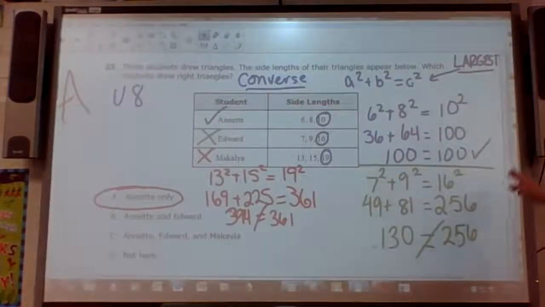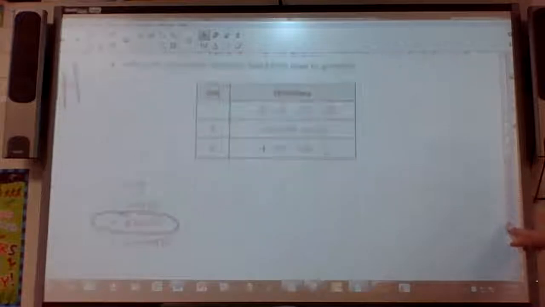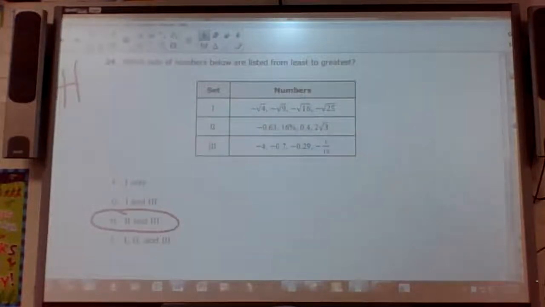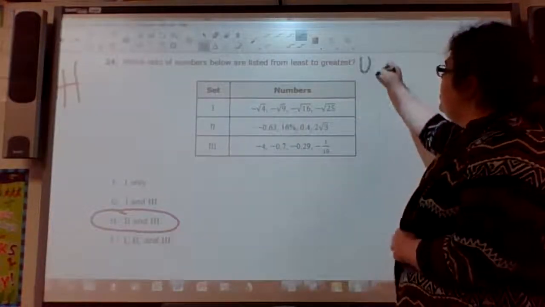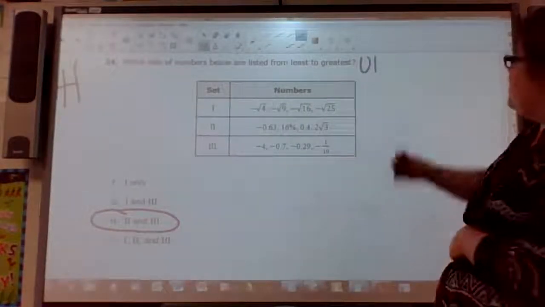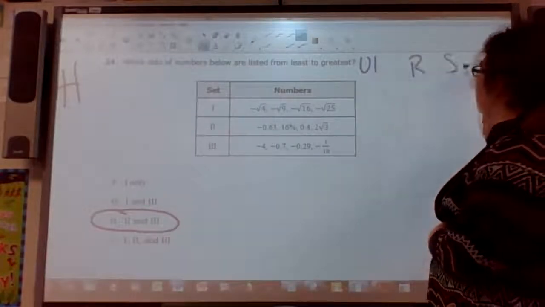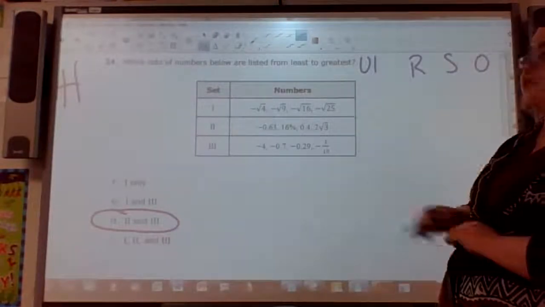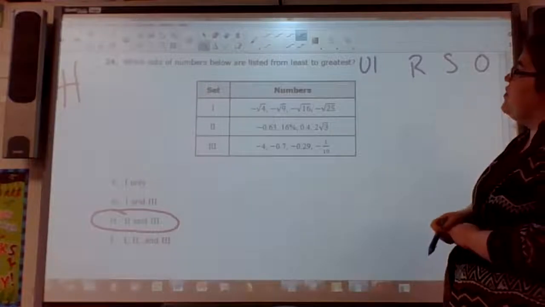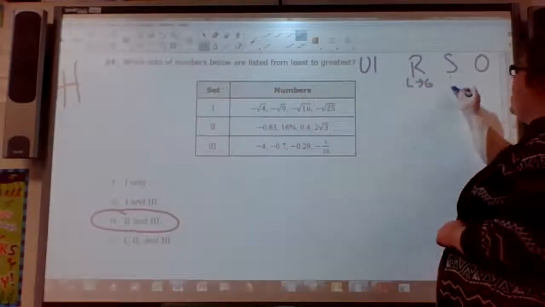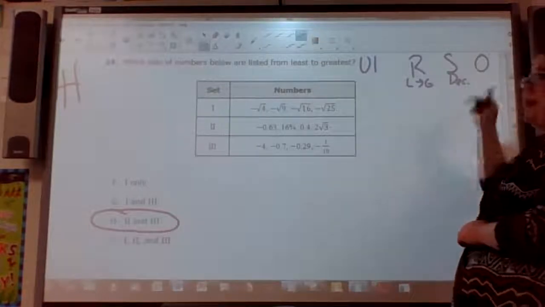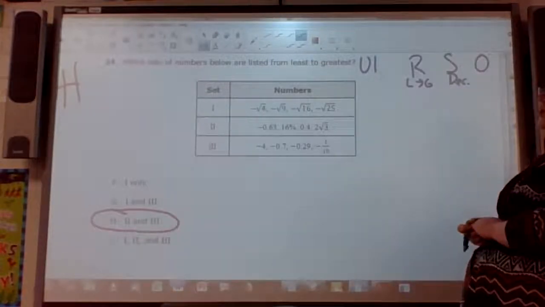Okay. Question number 24. Which sets of numbers below are listed from least to greatest? This is in Unit 1. And in order to do this, we need to remember ready, set, order. Review is the first step: review least to greatest. Set, we need to make them all decimals. And then we can order. So let's make them all decimals.